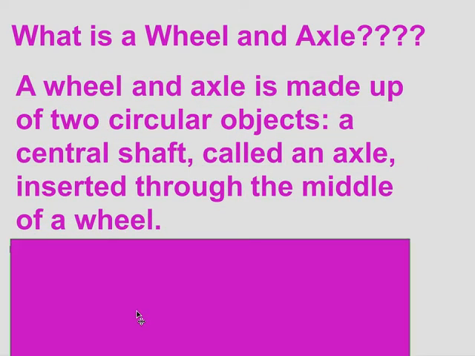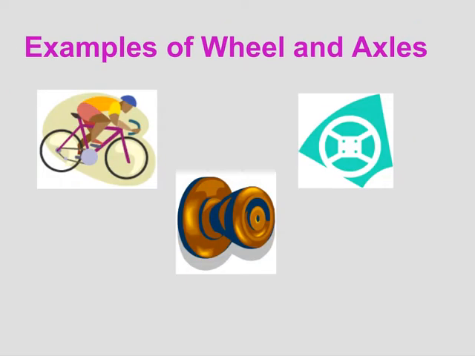A wheel and axle is made up of 2 circular objects. It doesn't have to be like a wheel on a car. We can think about even a screwdriver as actually a wheel and axle. Basically a doorknob, a steering wheel, all wheel and axles.